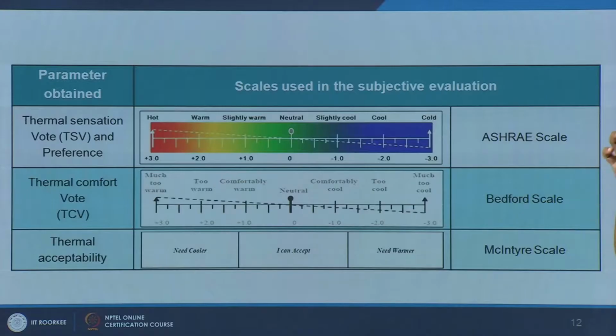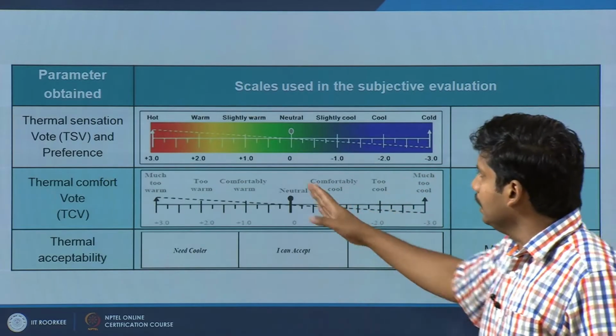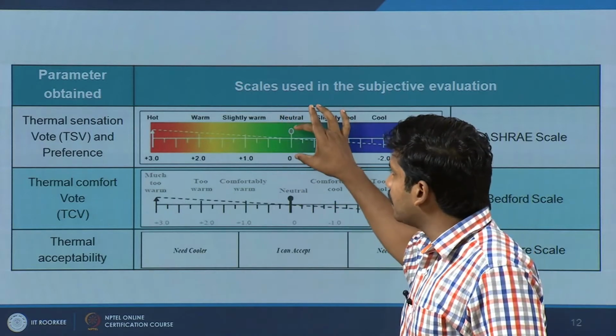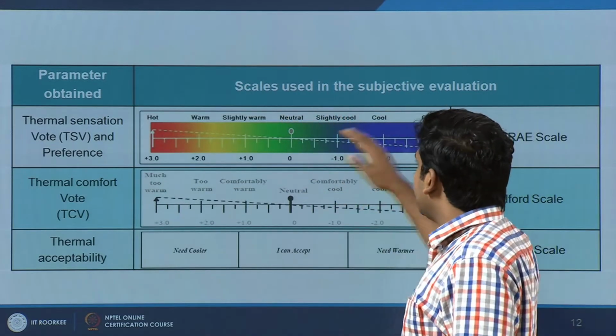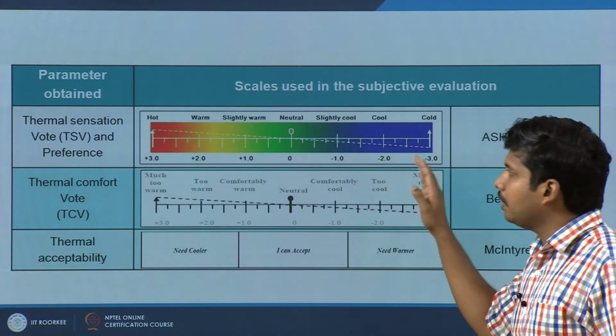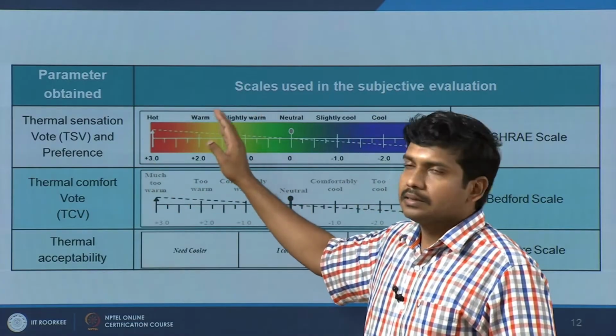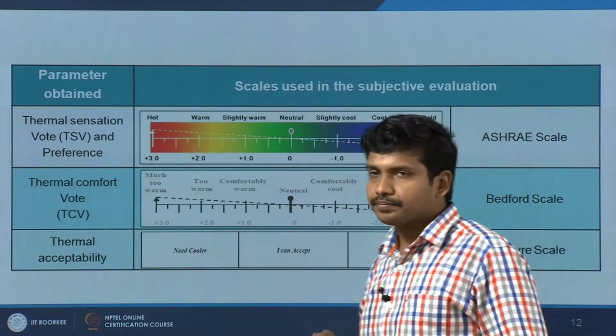The first is the Ashray scale. All these things are Likert scales. This is a 7-point scale. You have 0, which is thermal neutrality, in the center. Towards the right you have slightly cool, cool and cold, -1, -2 and -3. Here you have +1, +2, +3 representing slightly warm, warm and hot.